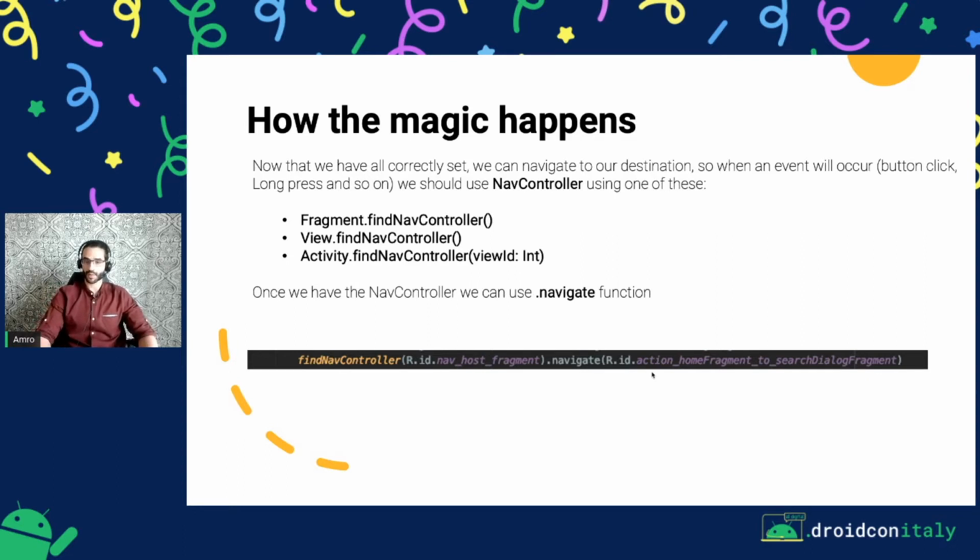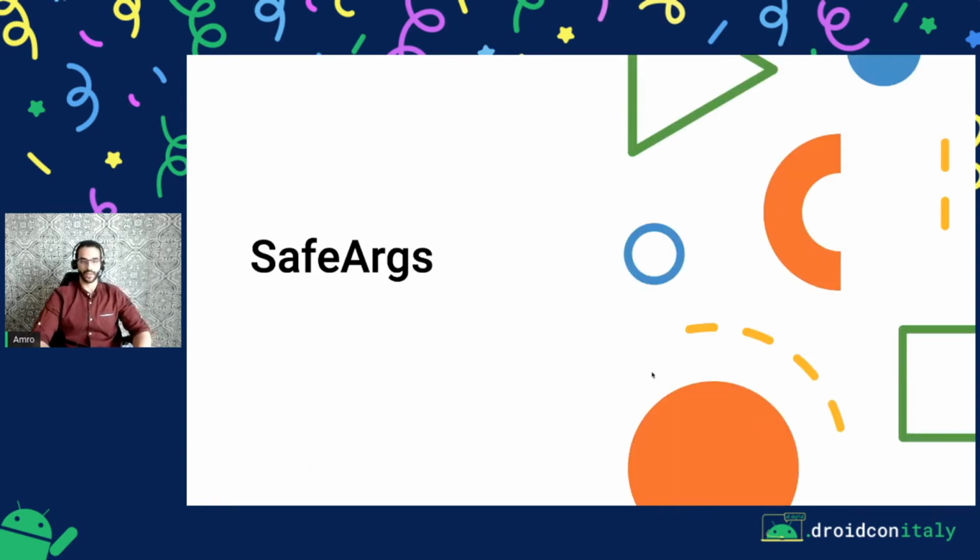To solve this problem, we will use the SafeArgs Gradle plugin. The SafeArgs Gradle plugin will generate for us some classes to help us navigate safely. These classes will give us a nav direction object that will wrap the action ID, and we can also use SafeArgs to pass arguments between our destinations.